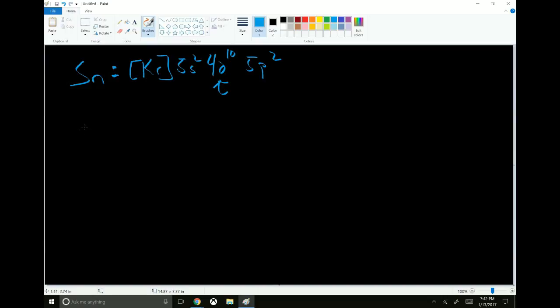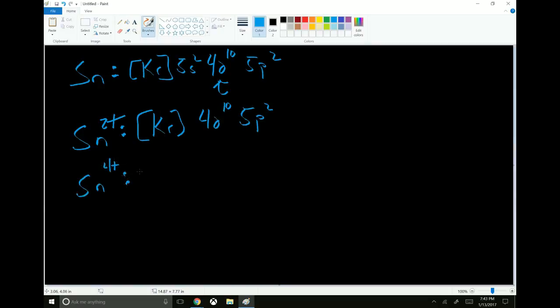Now, the first thing it can form is a 2+ ion by losing its s electrons, leaving it with 4d10, 5p2. The other ion that tin can form is a 4+ ion, which it does by losing its 5p electrons as well.